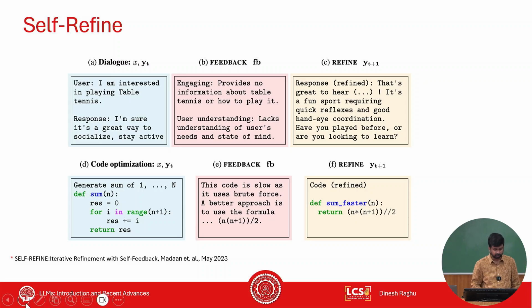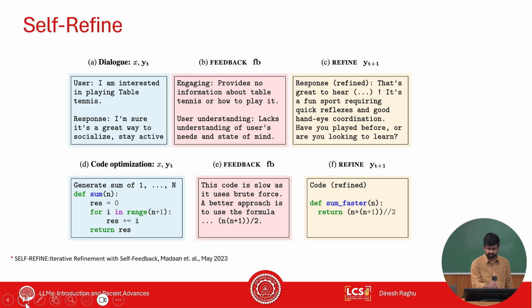So here, if you see in one of the dialogues, it says, I'm interested in playing table tennis, and the response is, I'm sure it's a great way to socialize, stay active, right? It seems slightly unhinged. So here, the feedback is that you're not providing any information about table tennis, so it looks like you don't understand table tennis, right? Because you could say this answer for almost any activity the user mentions.